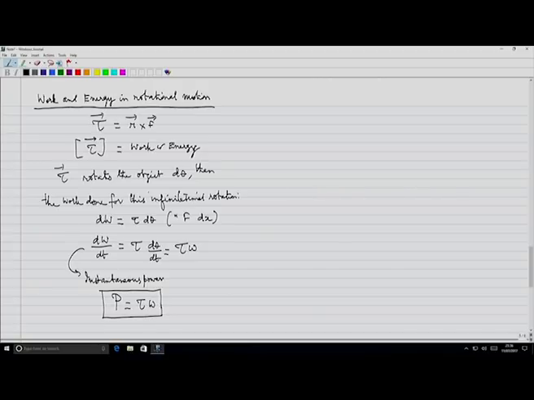Now we can ask, what is the corresponding equation to this in linear motion? Power is equal to, if I differentiate, d by dt of the work, it will be F into v.